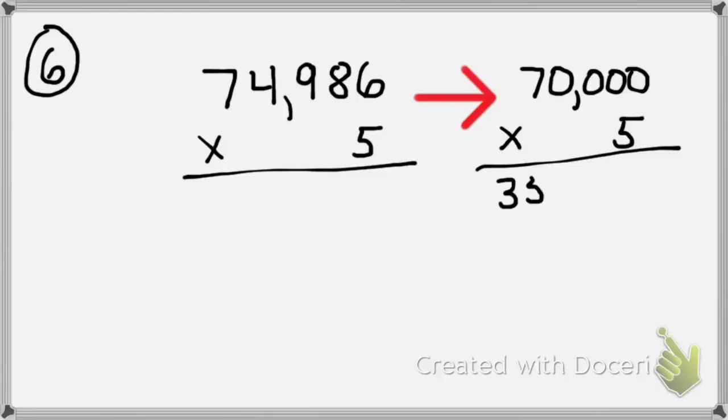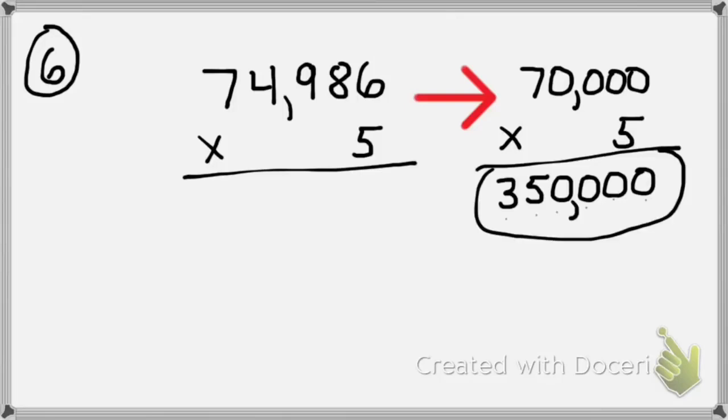I'll do my basic facts, which are 7 times 5 is 35. I have 1, 2, 3, 4 zeros to add. I count back for my commas. 1, 2, 3, comma. That's it. I'm good. My final estimated answer is 350,000. So 74,986 times 5 is about 350,000.